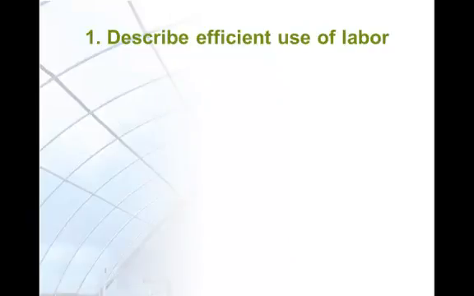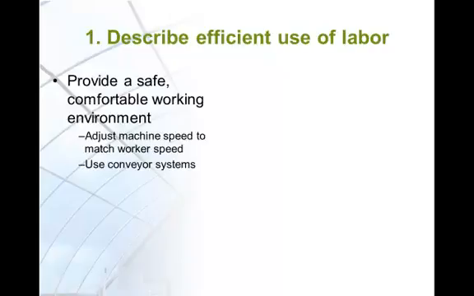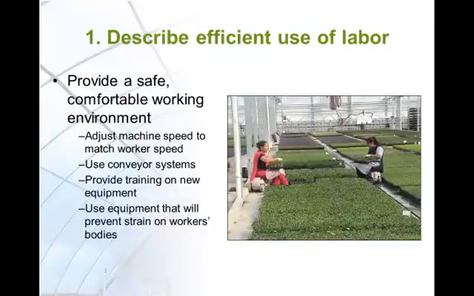One more way to improve labor efficiency is to provide a safe, comfortable working environment. Having a safe, comfortable working environment keeps the workers safe and able to perform to the best of their ability. Worker comfort and safety can be improved by adjusting machine speed to match worker speed, using conveyor systems, providing training on new equipment, and using equipment that will prevent strain on workers' bodies. When plants are not on benches, give workers a chair to help not strain their backs.